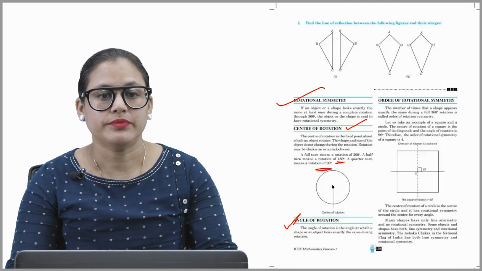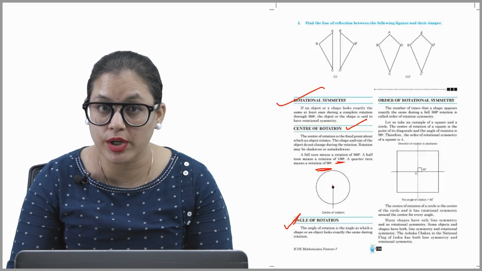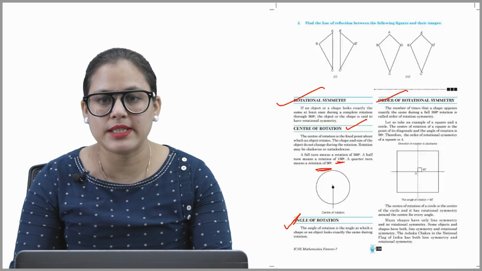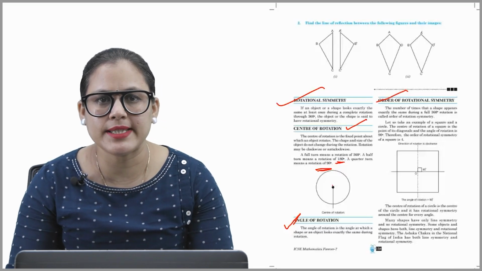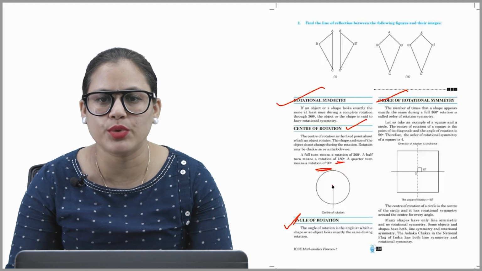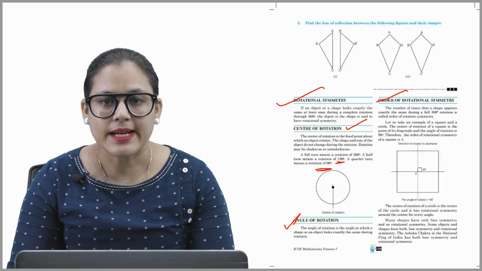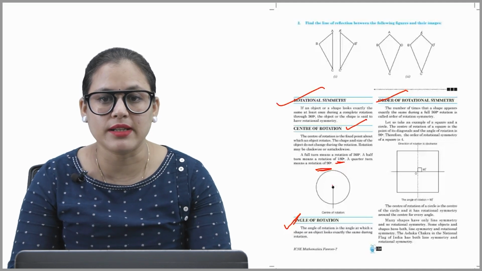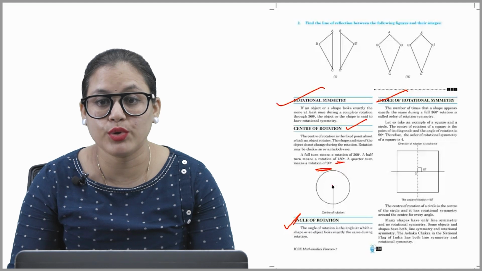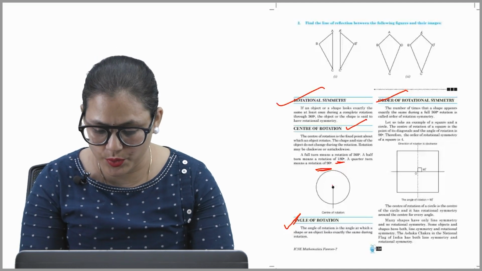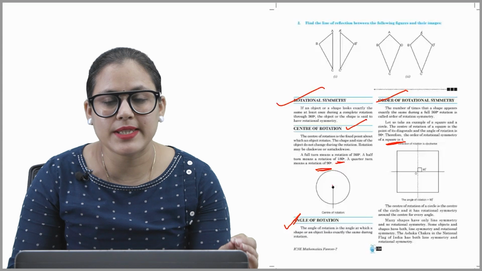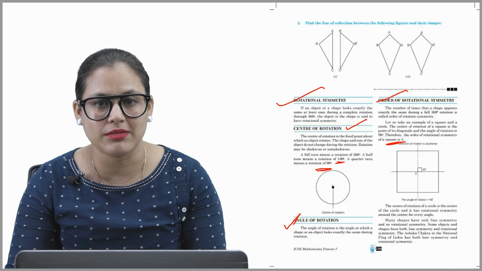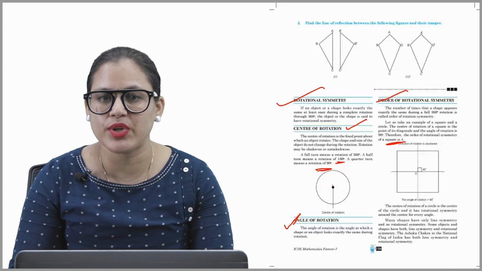Now angle of rotation. The angle of rotation is the angle at which a shape or an object looks exactly the same during rotation. Next, order of rotational symmetry. The number of times that a shape appears exactly the same during a full 360 degree rotation is called the order of rotational symmetry. Let us take an example of a square and a circle. The center of rotation of a square is the point of intersection of its diagonals and the angle of rotation is 90 degree. Therefore, the order of rotational symmetry of a square is what? 4. Okay. The center of rotation of a circle is the center of the circle, and it has rotational symmetry around the center for every angle.